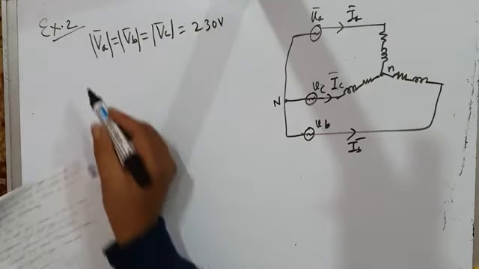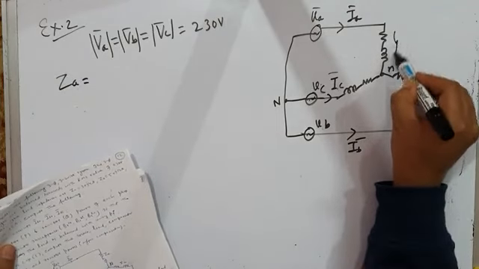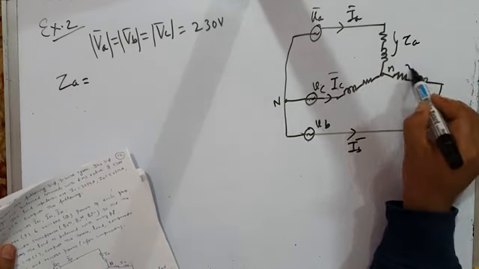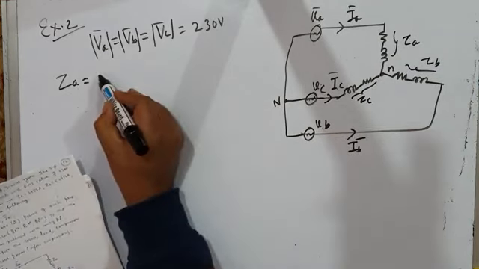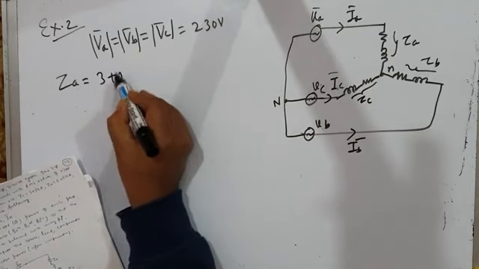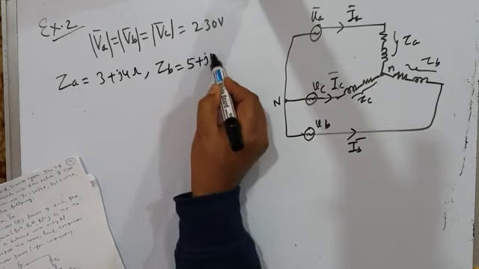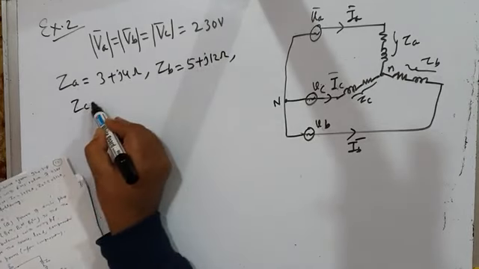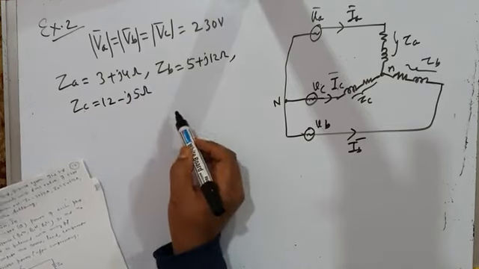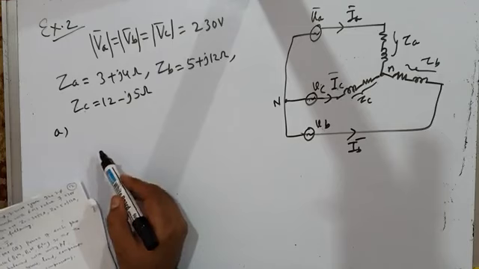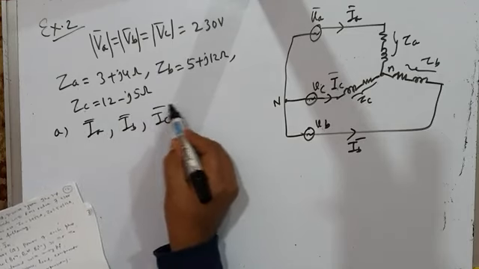The load impedances are ZA, ZB, and ZC. ZA is given in the problem as 3 plus j4 ohms. ZB is given as 5 plus j12 ohms. And ZC is given as 12 minus j5 ohms. Compute the following. Part A: you have to find the line currents IA, IB, and IC.